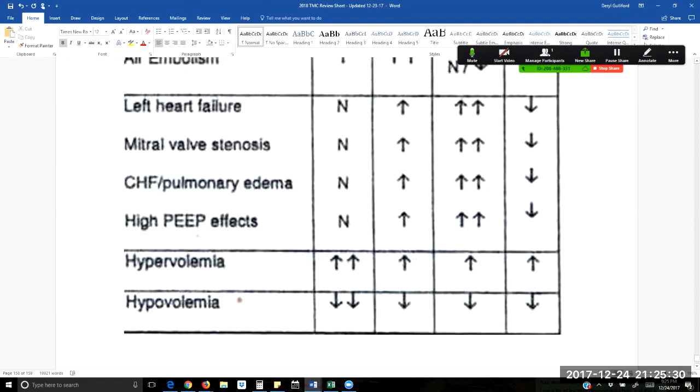And then we got hypervolemia and hypovolemia. Hypervolemia, all pressures are up. That's an easy one to remember. Hypervolemia, all pressures are up. Hypovolemia, all pressures are down.